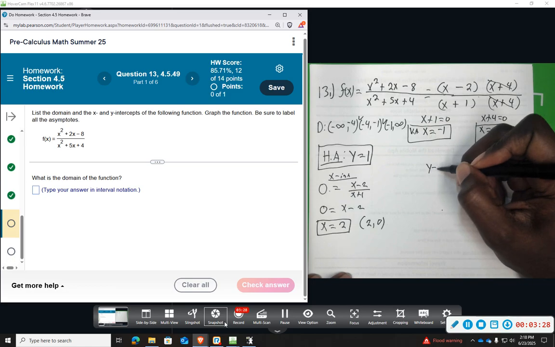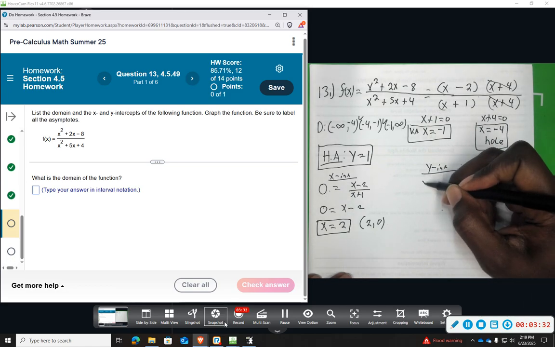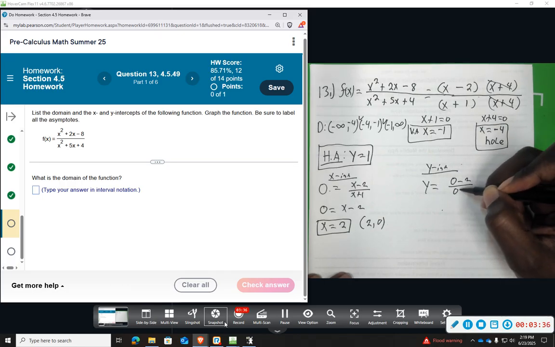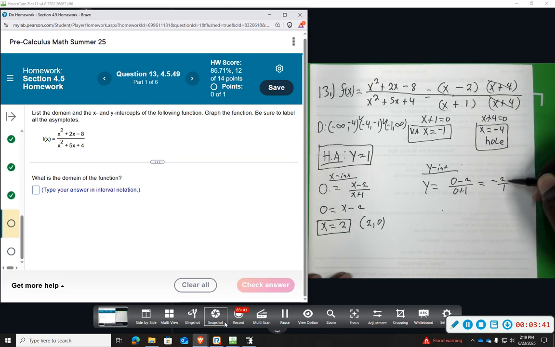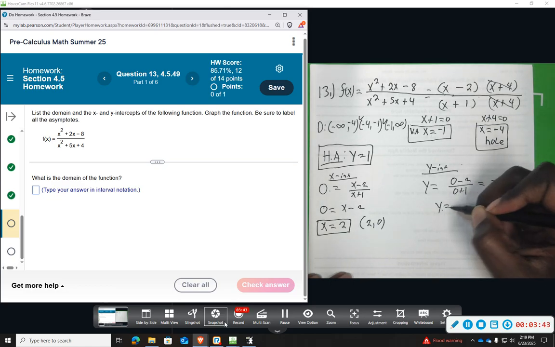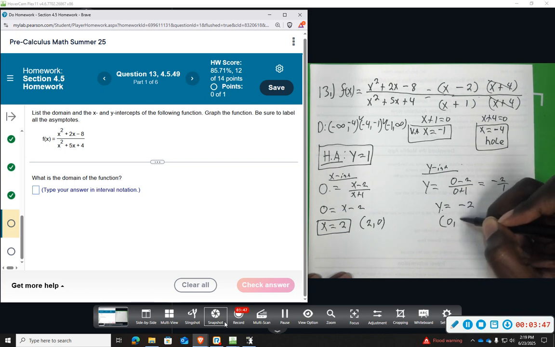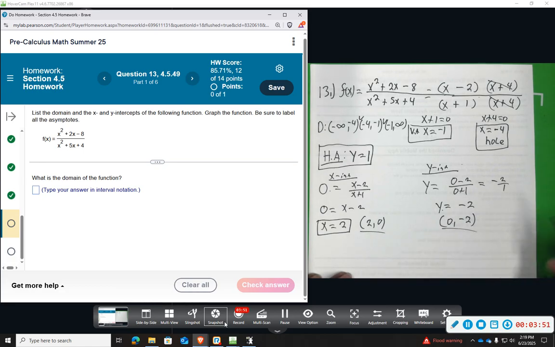Y-intercept, we will plug a 0 for x, so we get y equals 0 minus 2 over 0 plus 1. And so that will give us a negative 2 over 1, and we get a y-intercept of negative 2. So the ordered pair is (0, -2). So this time we get an x-intercept and a y-intercept.